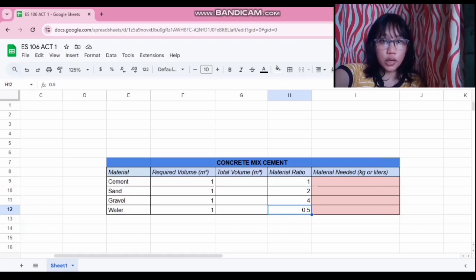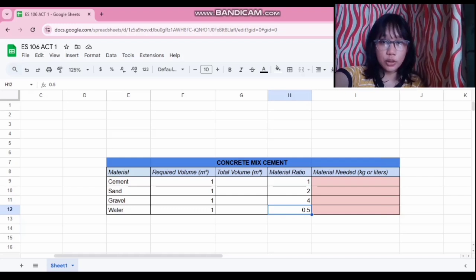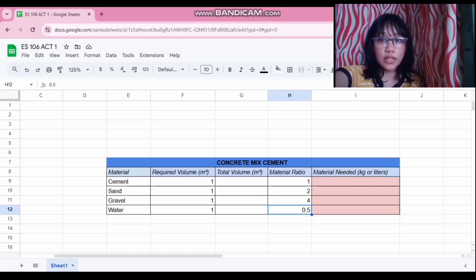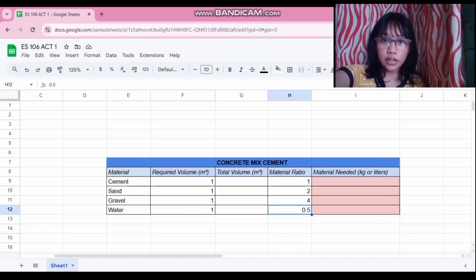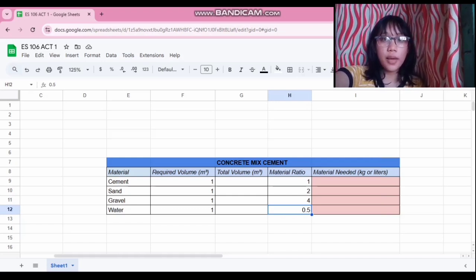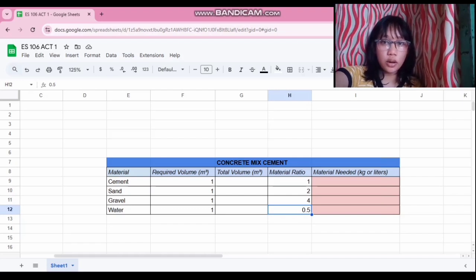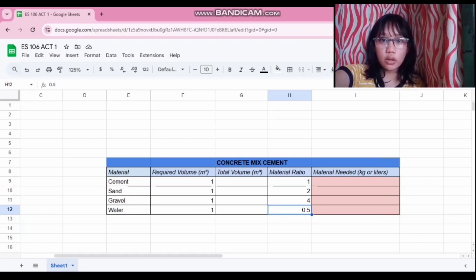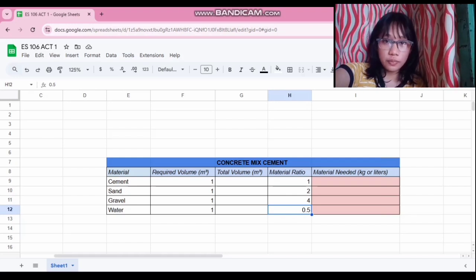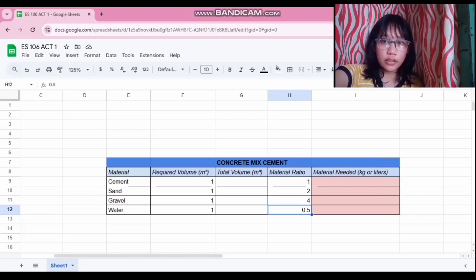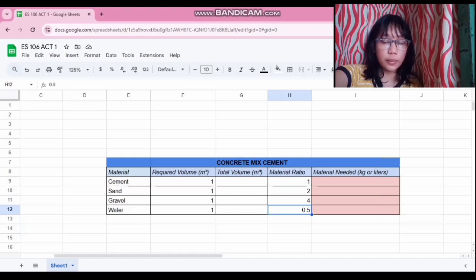It's important to understand that these ratios are proportional and do not represent absolute quantities. They serve as a guide for determining the relative amounts of each material in the mix. The water-cement ratio, in our case 0.5, is also included in this column, as it's a critical factor in concrete strength and workability.